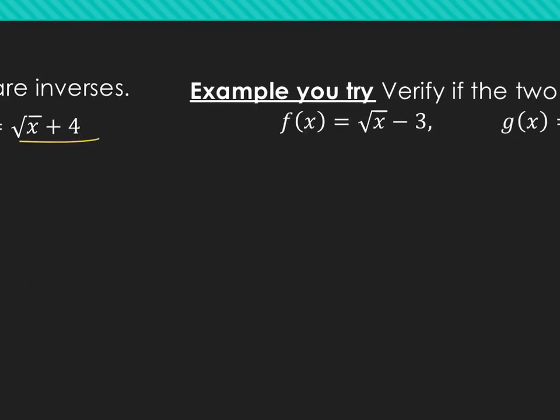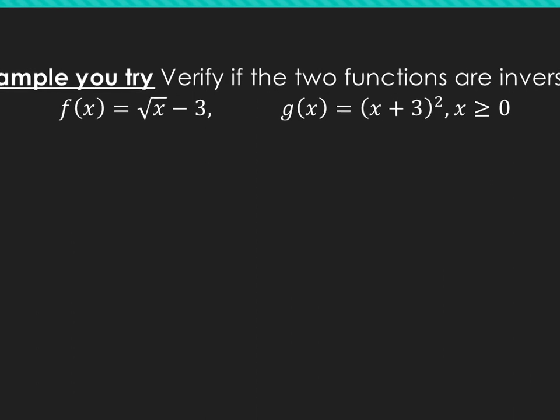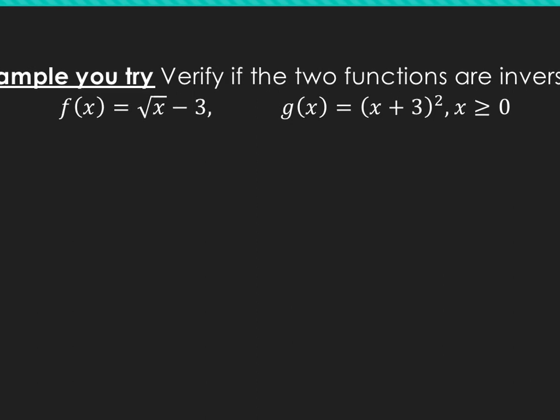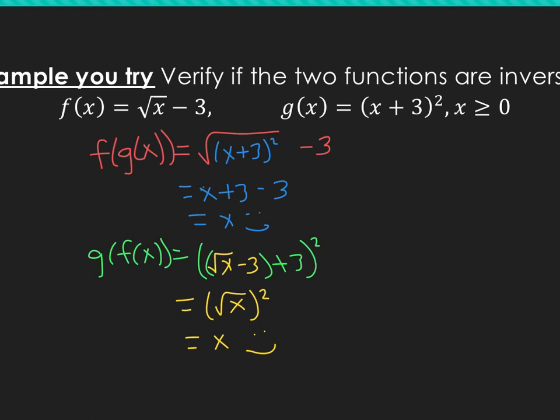Okay, so next thing I want you to do is try this last example. And hopefully you did find that f of g of x did equal x and g of f of x equals x, so we can say they're inverses. And that's all you have to know for verifying.